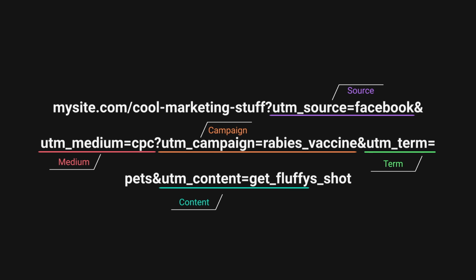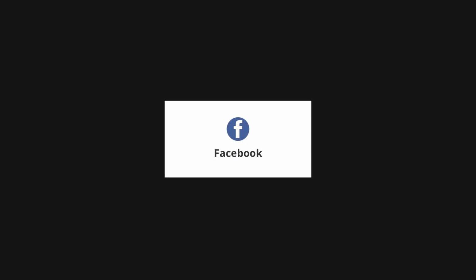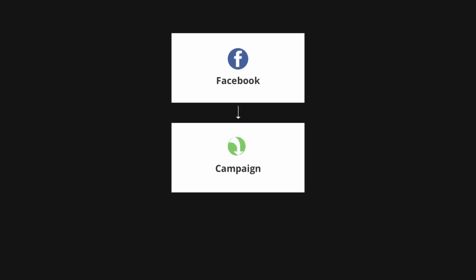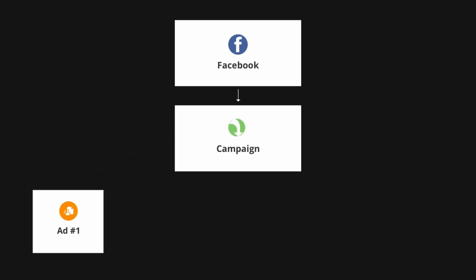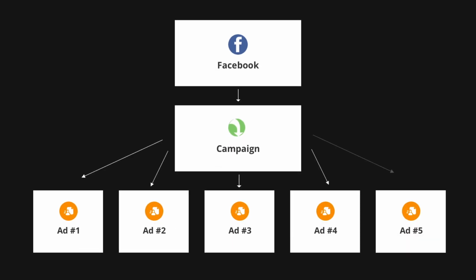Content is a variable typically used to identify which ad brought in the click. The best way to describe this is with an example. So, let's say you're a vet and you're running a Facebook ad campaign promoting bringing your pets in for their rabies vaccines. Let's say within that campaign you have 5 different ads. The content variable tells you which of the ads the visitor clicked on.